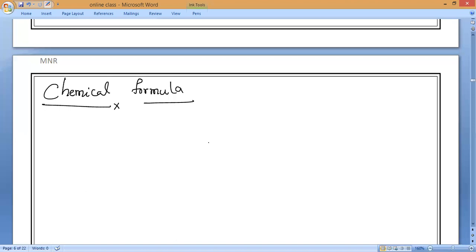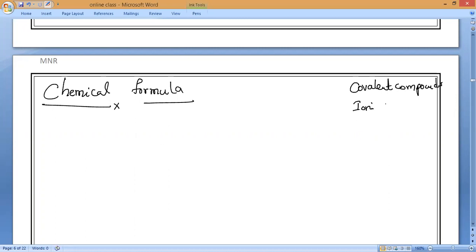Now, in today's class we are going to study a very important topic: the chemical formula. Definitely in our exam they will ask you to write the chemical formula of compounds. Now, if you want to write the chemical formula, as we know, we have two kinds of compounds. What are the two kinds of compounds I have taught you? Anybody? One is covalent compounds, and another one is what?